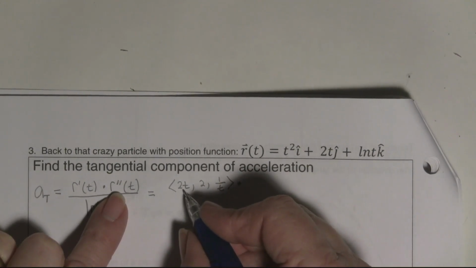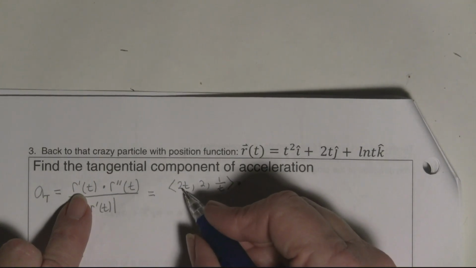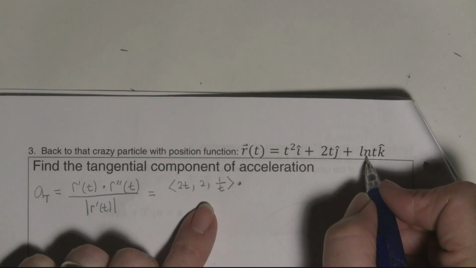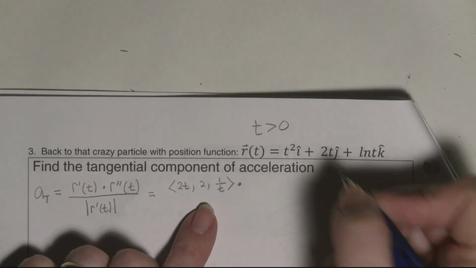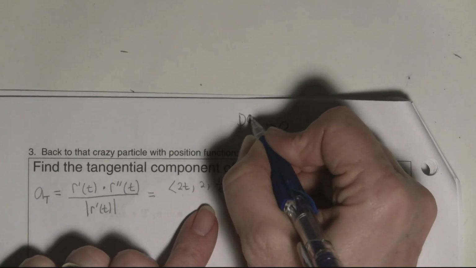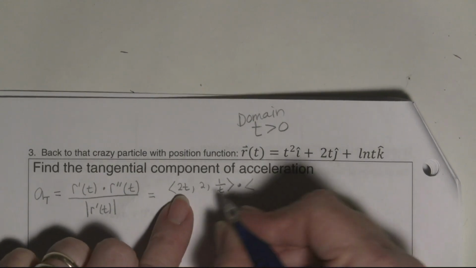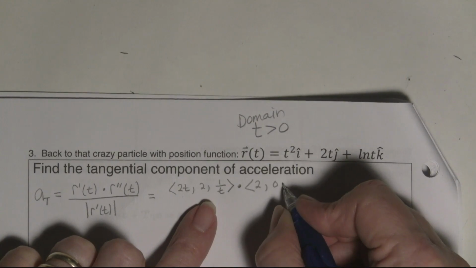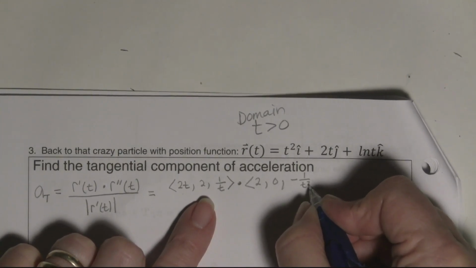If you wanted to, you could find it right now. The derivative of t squared is 2t. The derivative of 2t is 2. The derivative of the natural log of t is 1 over t. I'm going to make a note that t is greater than 0 on my domain, just because I'm worried that it might come up again and I might forget it. So the derivative here is 2. The derivative here is 0. And the derivative here was negative 1 over t squared.